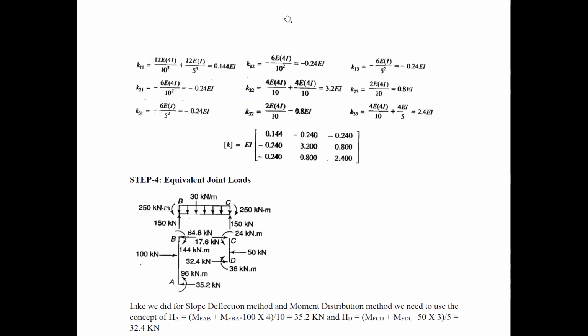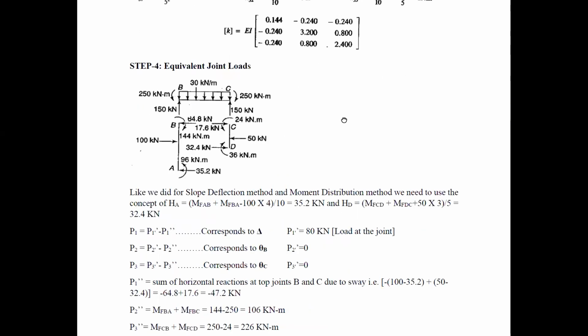So after writing the stiffness matrix, we have got a 3 by 3 stiffness matrix. The next step would be the equivalent joint load. In equivalent joint load, one of the important parameters is that we need to solve the problem the same way that we have done for the slope deflection and moment distribution methods, that is, calculating the horizontal reaction at A and the horizontal reaction at D.